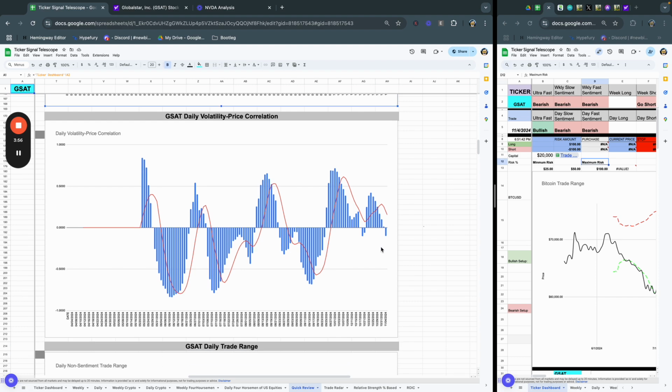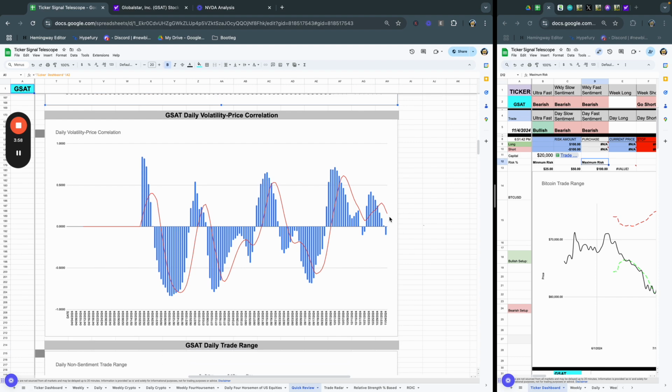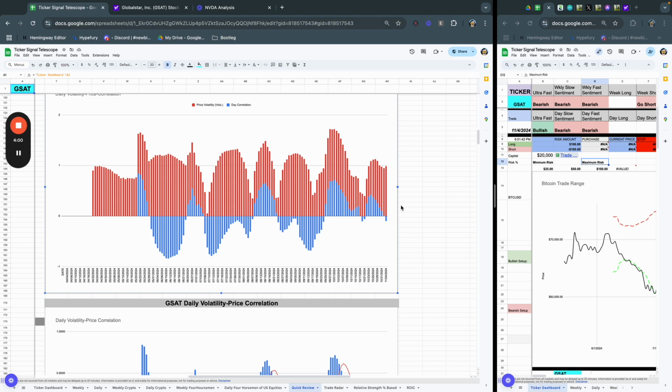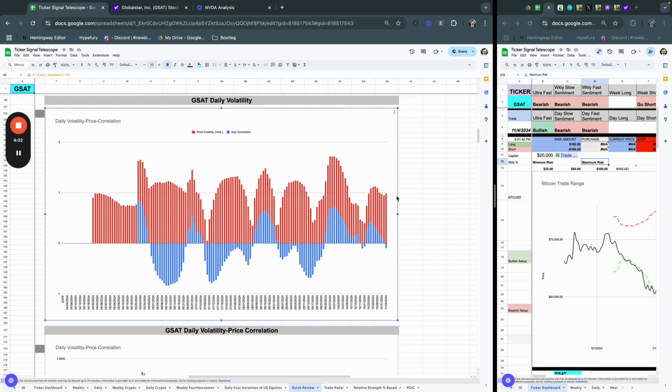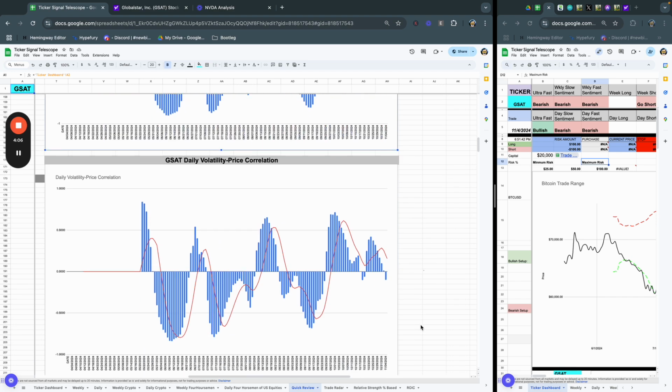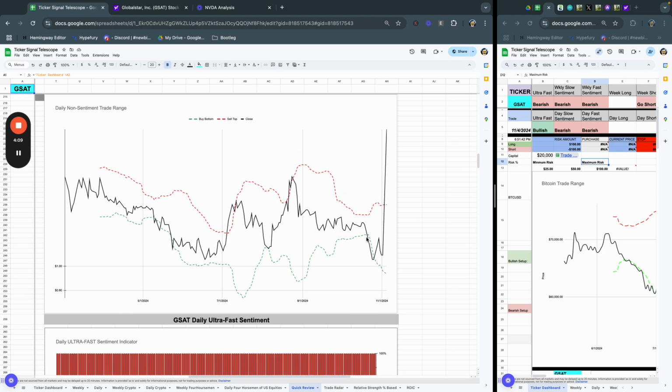What I'd prefer to see is that tomorrow we see a rise in the volatility correlation so that it goes up as the volatility starts to go up. But most likely, the price is going to go sideways to down. So this volatility is going to continue to fall, the correlation is going to be negative, and the price is going to go sideways to up.